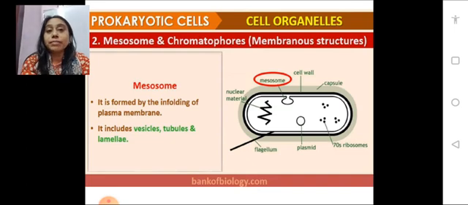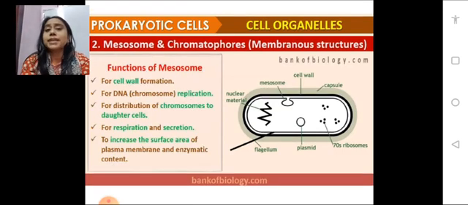Then we studied about mesosomes. Mesosomes are infoldings in the form of vesicles, tubules, lamellae, etc. These mesosomes have a wide variety of functions, like formation of the cell wall, replication, and helping during formation of the daughter cells. They also increase the surface area of the cell. They help in respiration, secretion, etc. A wide variety.